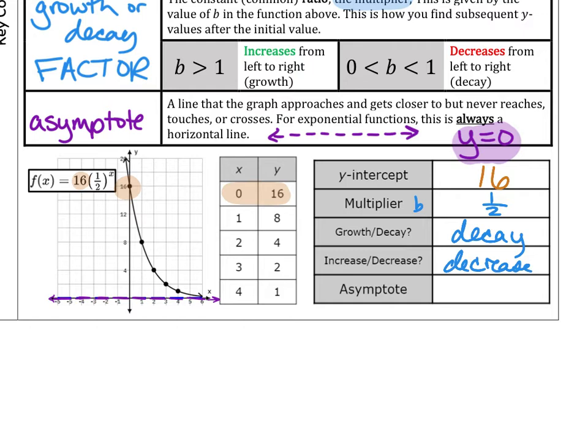My last question for you, and we should all know the answer to this. What's the equation of the asymptote? Boom. Y equals 0. Every single time for this class, the asymptote is y equals 0. It will never change. Thank you for your awesome questions.